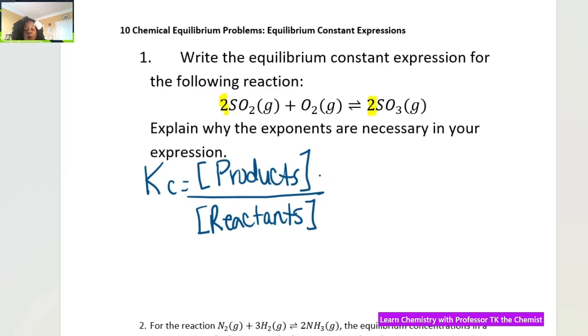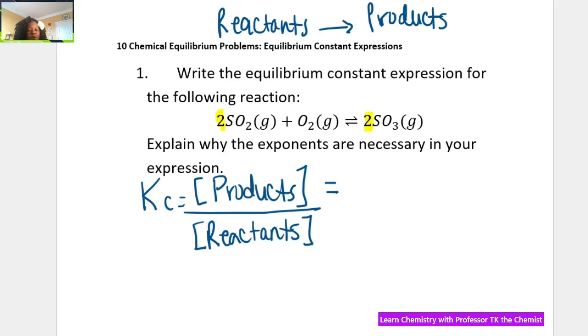So to do this problem, what you're going to do is put the products. And if you don't know, your reactants are on the left-hand side and your products are on the right side. That's what you get as the end result, okay? Your products are on the right side. All right.